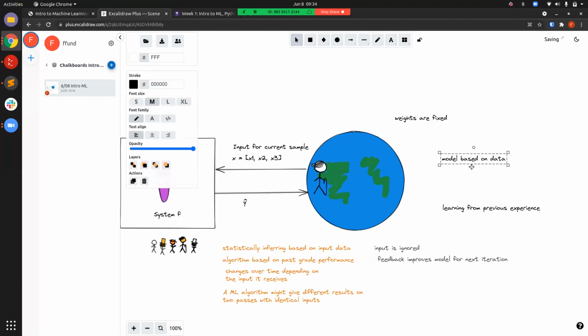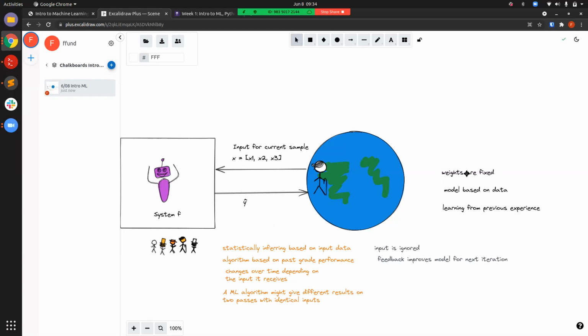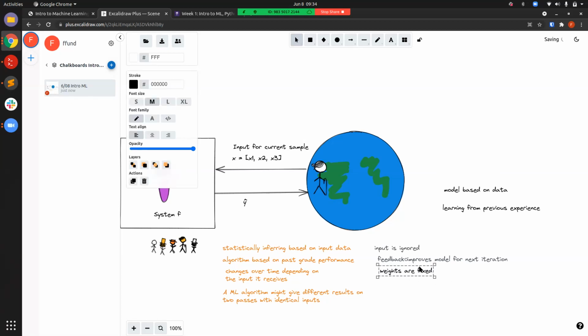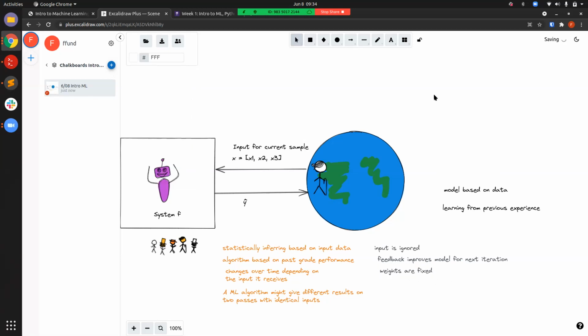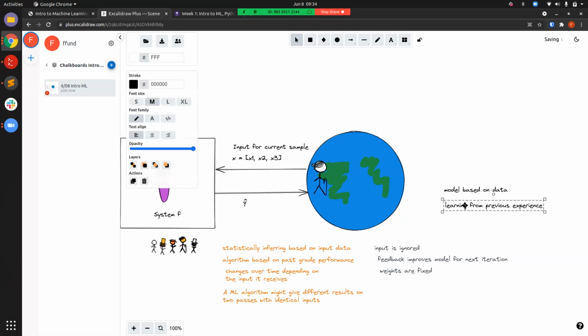Okay, so what's left? We're left with model based on data. Let's say the question of whether weights are fixed or not fixed. Now, in the last example where we took the median of 3 previous grades, there was no weight. Right? So I'm going to put this in gray because we said that we couldn't potentially have a machine learning system with no weights at all. So we can't necessarily use weights to distinguish machine learning systems. Okay. So we're left with model based on data and learning from previous experience.